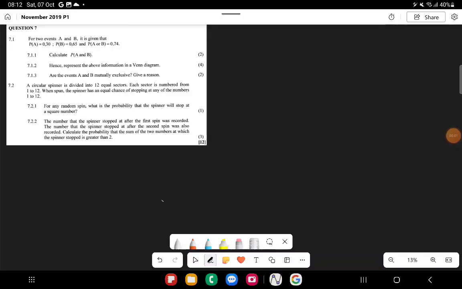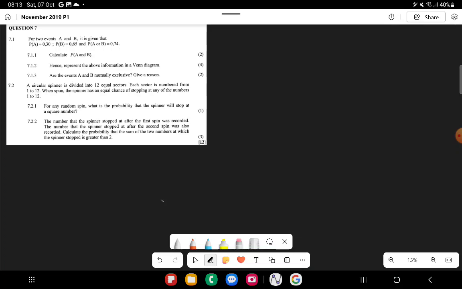November 2019, Grade 10 Pure Maths, Paper 1, Question 7. For two events A and B, it is given that the probability of A is 0,30, the probability of B is 0,65, and the probability of A or B is 0,74. First thing, what is the probability of A and B?